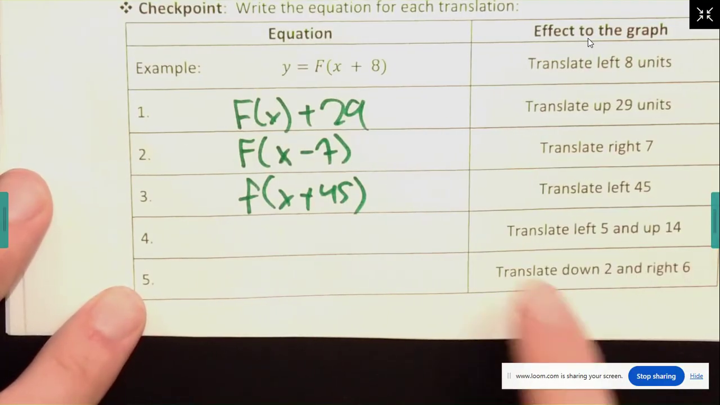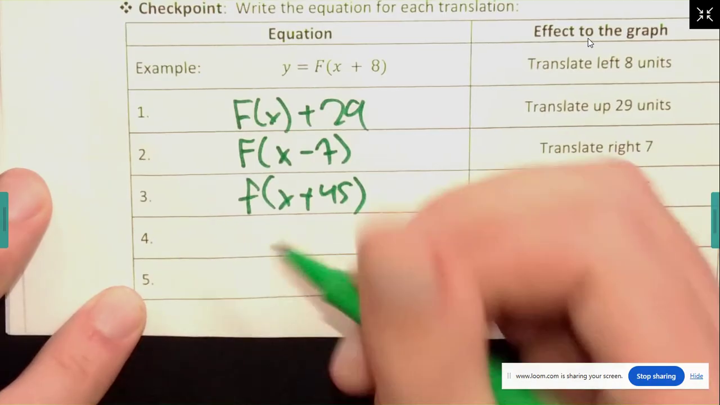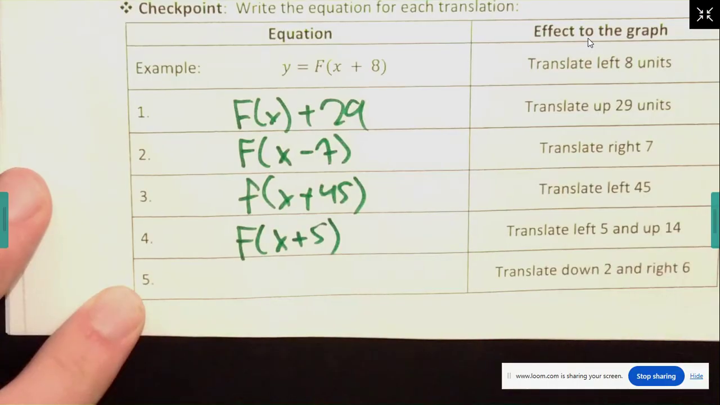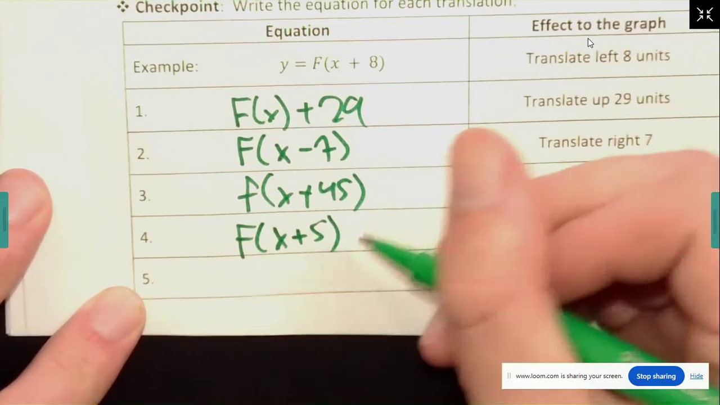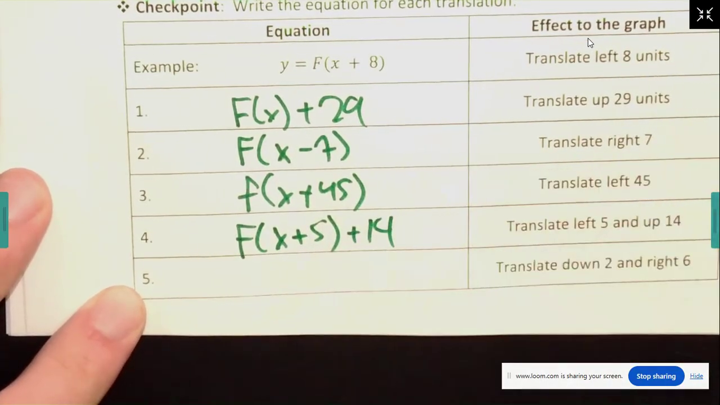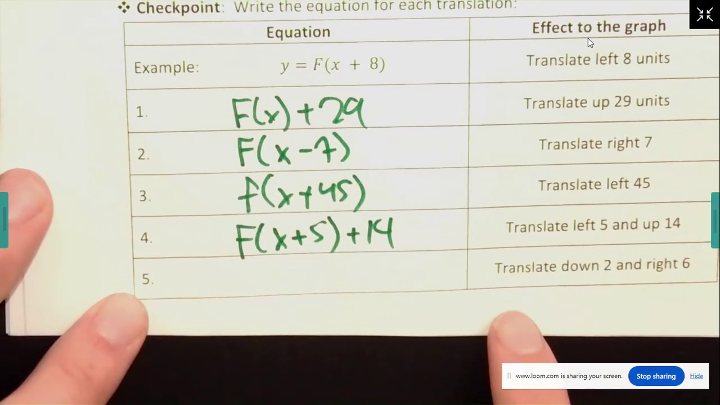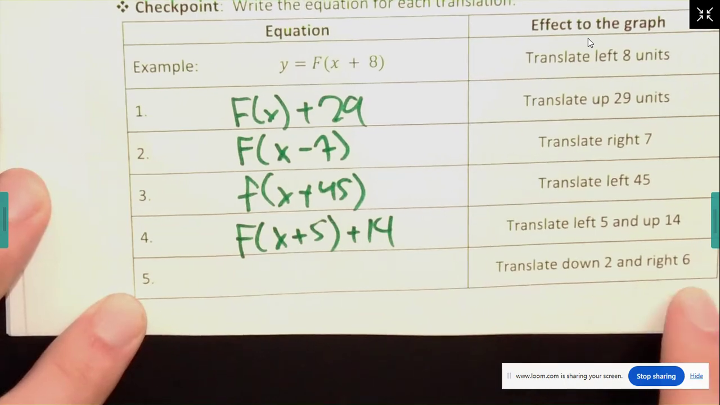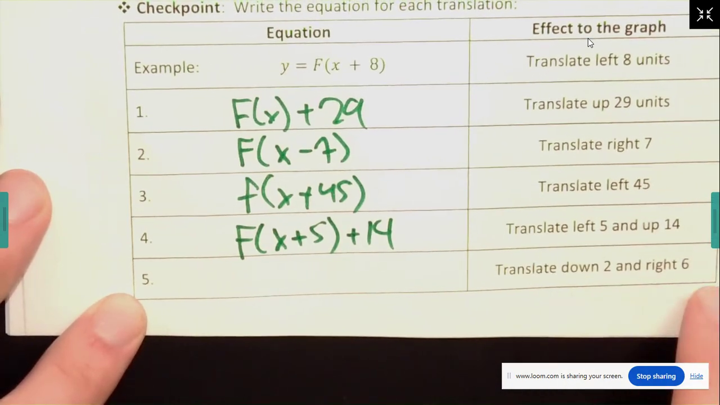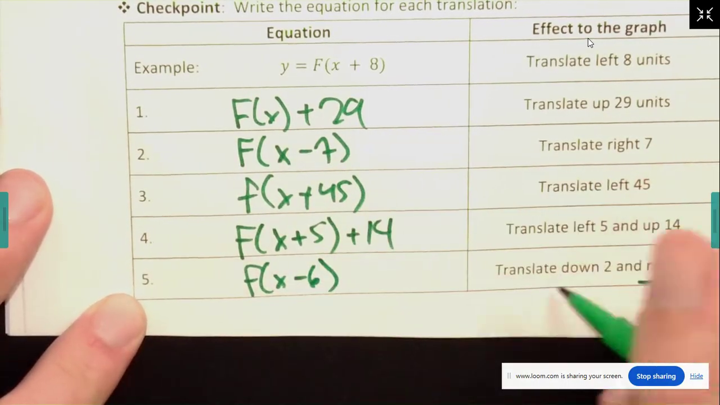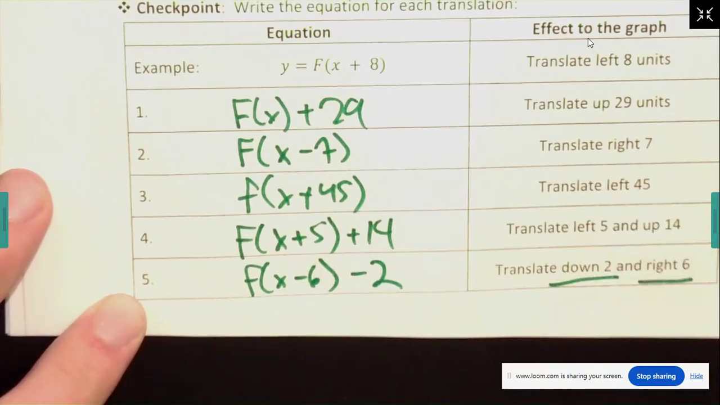All right, this one says left 5. So let's do that one first. X plus 5, because it's opposite. And then up 14. So that will be on the outside. And it'll be straightforward, so we just add 14. Okay, this next one says down 2 and right 6. So notice that they changed the order here. So this right 6, that's what's going to be on my inside. And this down 2 will be on my outside. Okay? Cool.